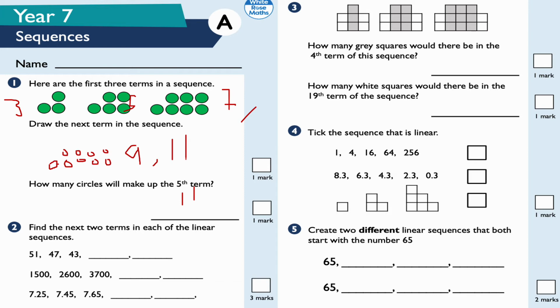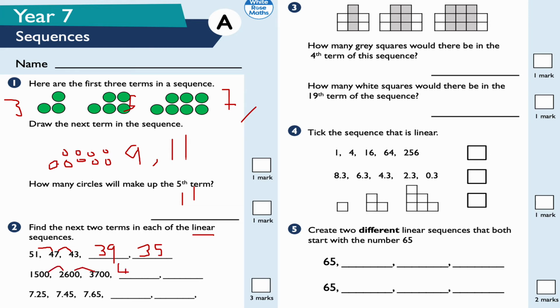Okay, this is question number 2, guys. Find the next 2 terms in each of the linear sequences. So linear means it's going up or down at a fixed rate. So I'm taking off 4 each time. Okay, so I'm taking off 4. Okay, here I'm going to be adding 900.